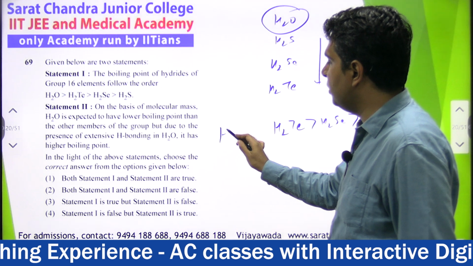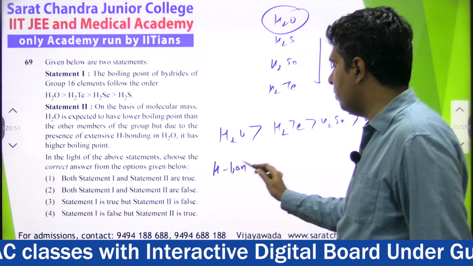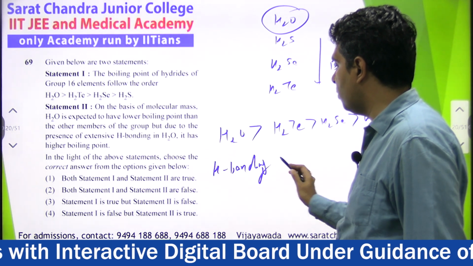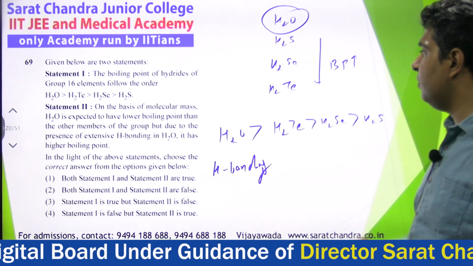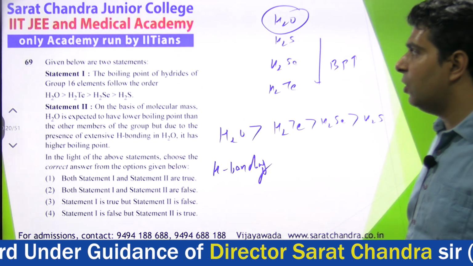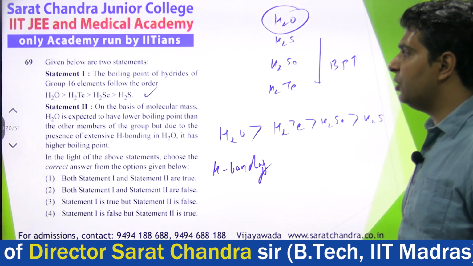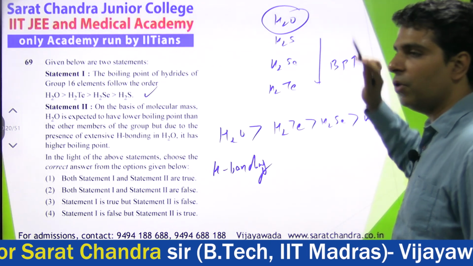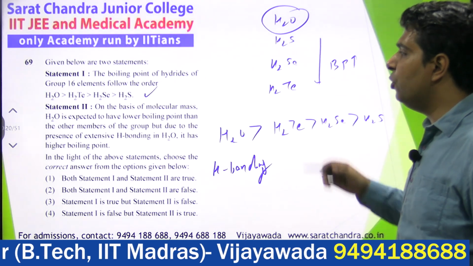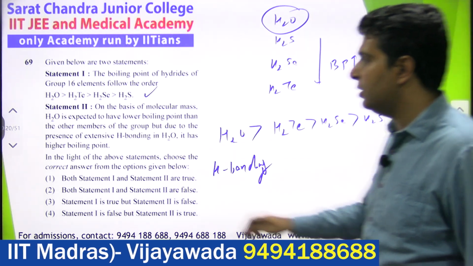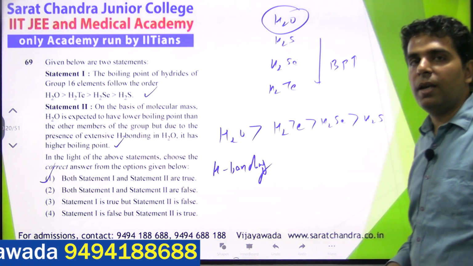But H2O has the maximum boiling point because of hydrogen bonding. Because of the small size and high electronegativity of oxygen, hydrogen bonding is present in H2O, so it will have the highest boiling point. So this is the correct order of boiling point of group 16. On the basis of molecular mass, H2O is expected to have a lower boiling point than the other members of group 16, but due to extensive hydrogen bonding in H2O, it has the higher boiling point. So statement 2 is also correct. Both statements 1 and 2 are correct.